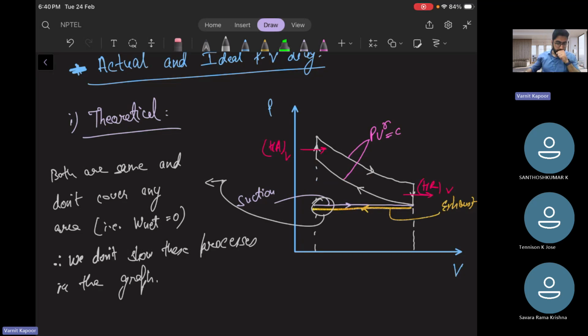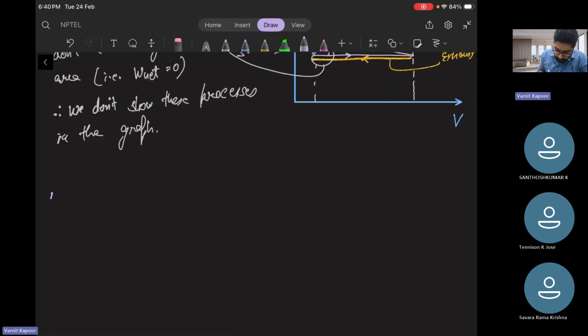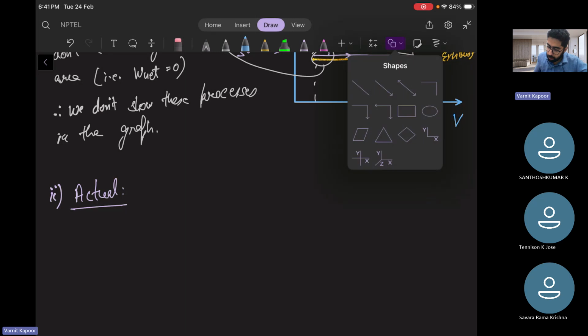Now let us understand the actual cycle. This is very important. Please understand the process by process. I'll be explaining what is happening during suction, compression, heat addition, expansion and heat rejection, and again the exhaust process. Each process I'll be explaining in great detail. Please listen very carefully. If you have a doubt at any point of time, you can stop me and ask me.